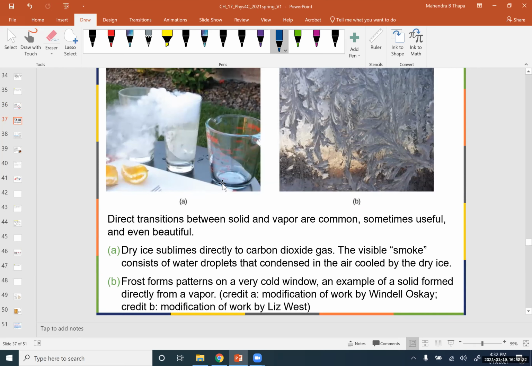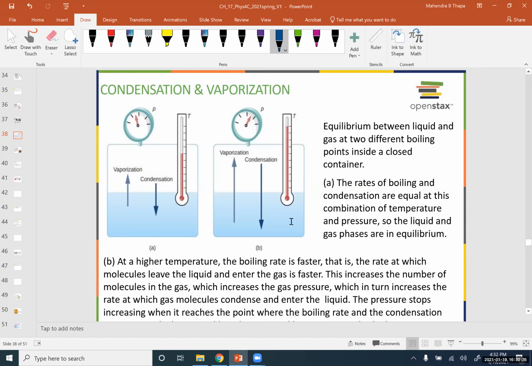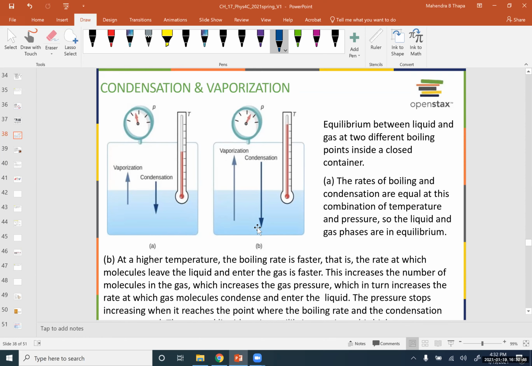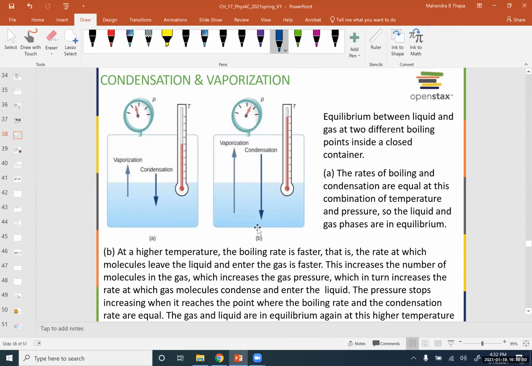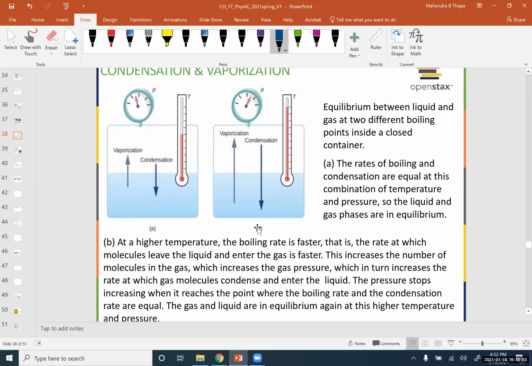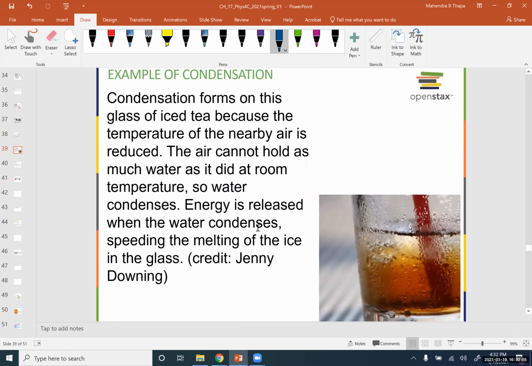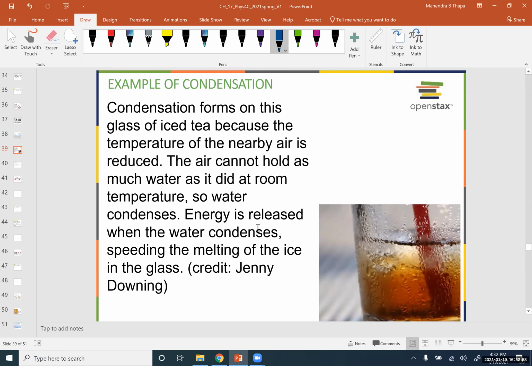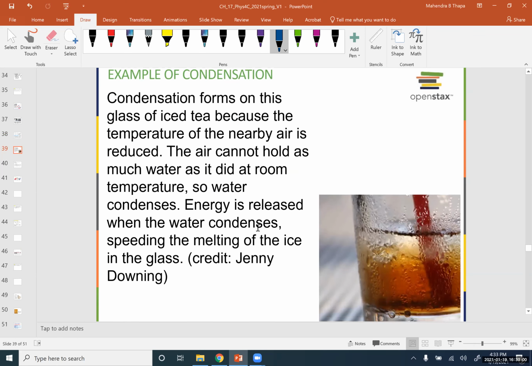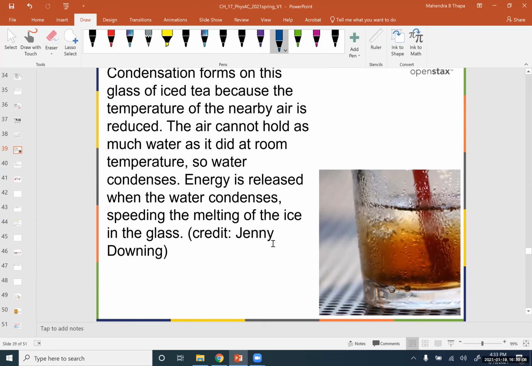Similarly, equilibrium between liquid and gas at two different boiling points inside a closed container, first container and second container, will give you the explanation of how the pressure affects those equilibriums. This is again an example of condensation. Energy is released when water condenses, speeding the melting of ice in the glass.